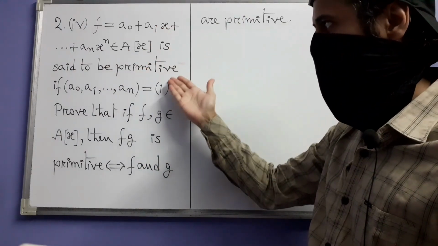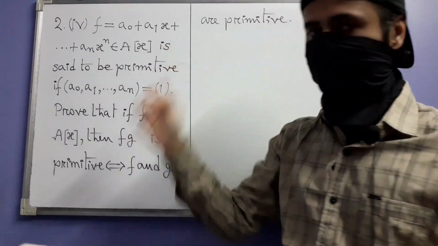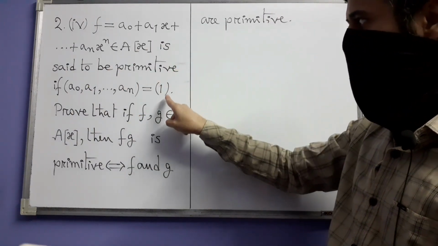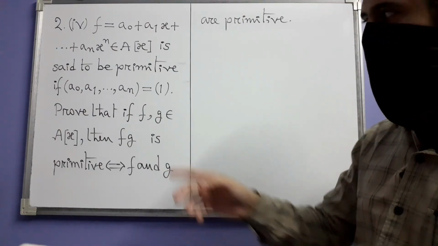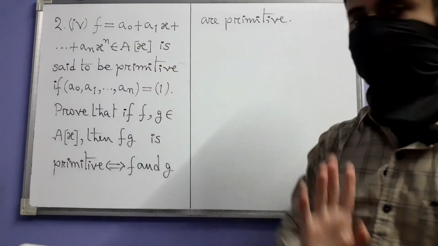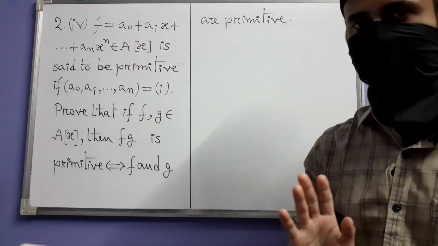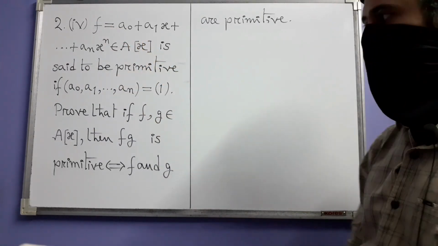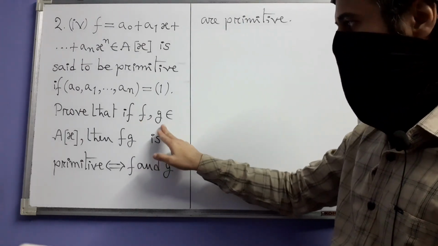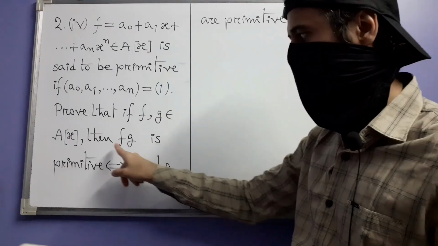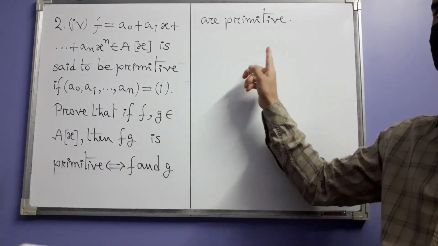This is called primitive if the ideal generated by the coefficients is the ideal generated by the identity element, which you already know is the entire ring A. If this happens, then we call f a primitive polynomial, or just simply call it primitive. Now this is what we have to prove. Prove that if f and g are two elements in A[x], then their product fg is primitive if and only if f and g are both primitive.